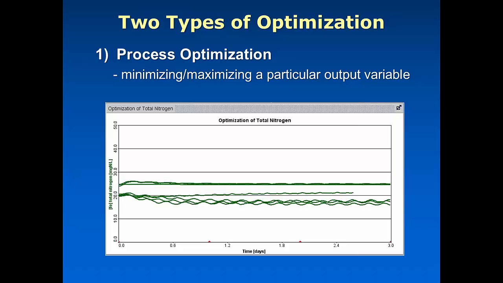So when I'm talking about these optimizations today and what we can do with the GPSX optimizer, it really boils down to two different things. We can do what we call process optimization. That's this minimizing or maximizing of some particular output of the model. This is a screenshot from the demonstration I'm about to show you, where we'll start out with an effluent total nitrogen up here, and then as GPSX is going through the process of finding a better set of operational parameters, it will find that it can get the total nitrogen down lower, down to here. So we're minimizing effluent total nitrogen in this case.